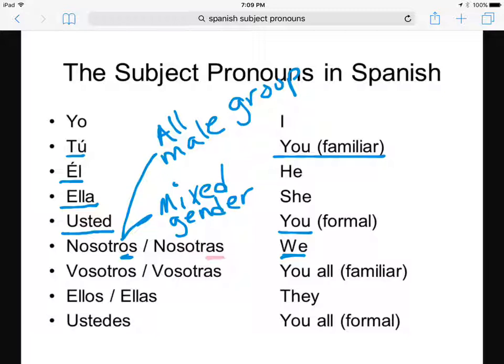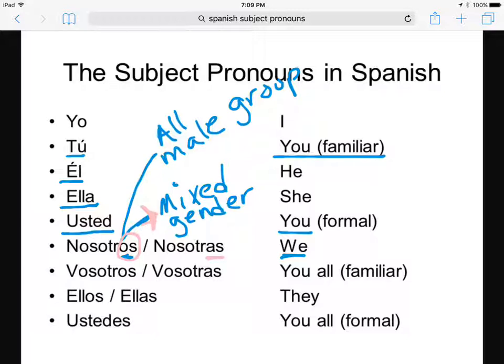So, in Spanish, we have two we's. We have a we for all male, and we have a we for all female groups. And then we have a we, the same we, for the mixed gender, male and female. Okay? And I know it might be a little confusing right now, but we're going to go over it again in a few minutes.